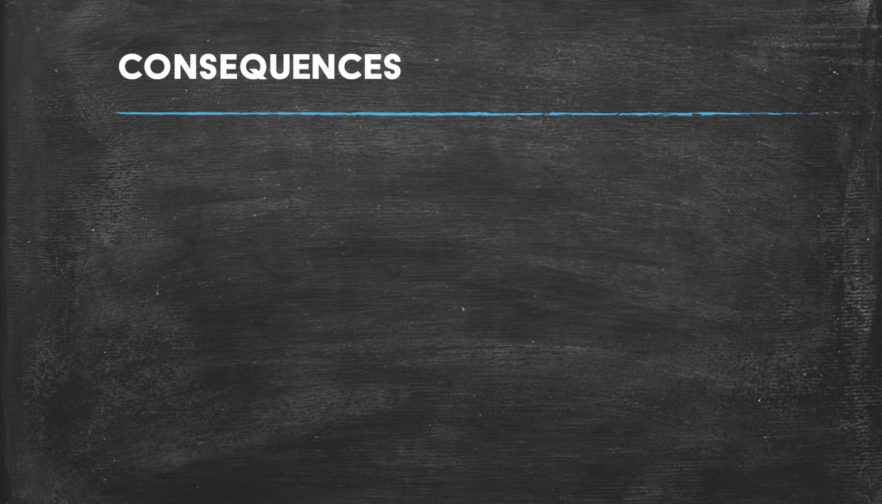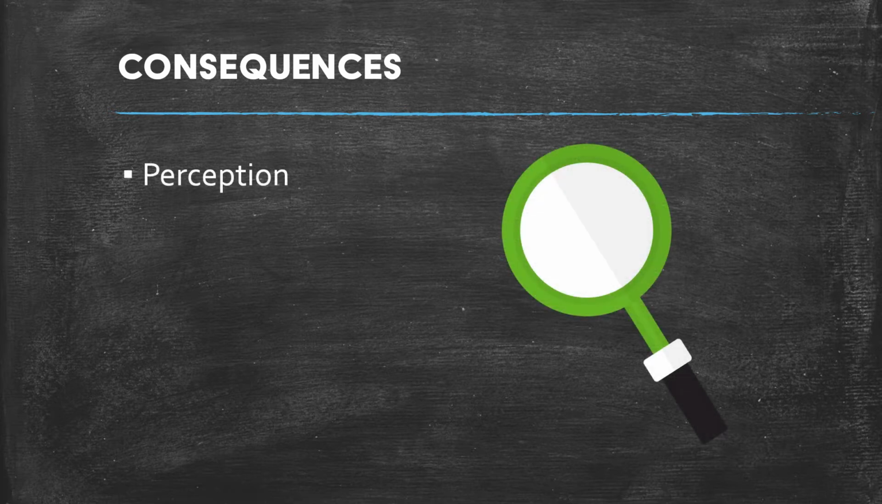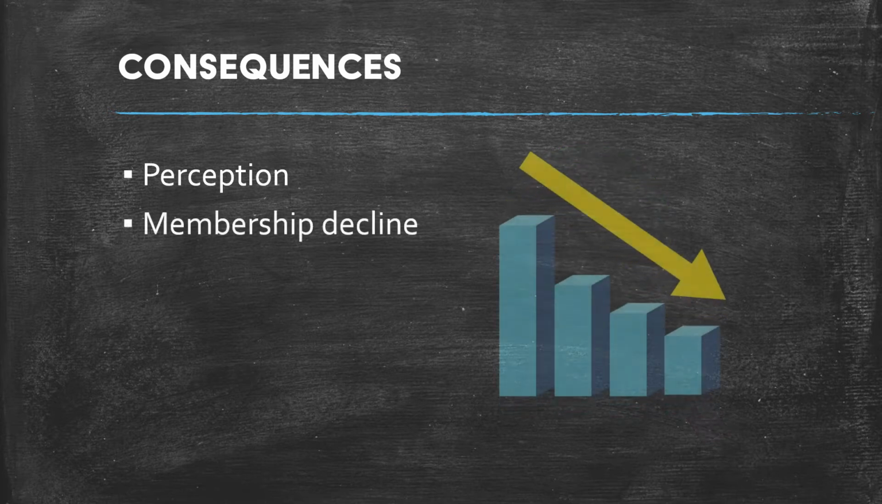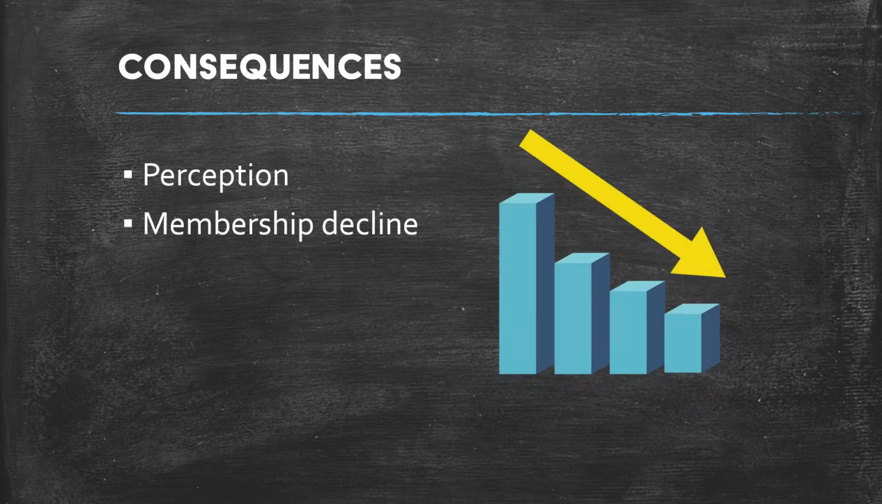Let's take a look at a few possible consequences if conflict is mishandled. These negative consequences often occur simultaneously. The first is perception. Potential members can sense when there is friction within a group, and most people do not want to hop on a sinking ship. Once your organization is perceived as a bickering bunch, it could keep your group from growing and lead to a decline in membership. You may lose current members and become unable to recruit new members.